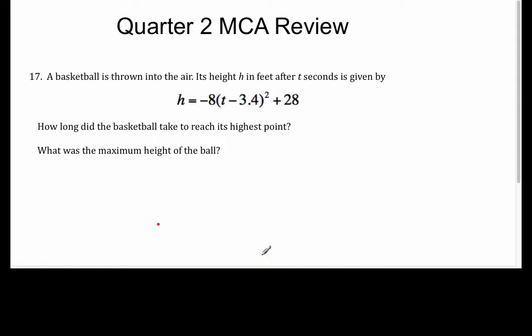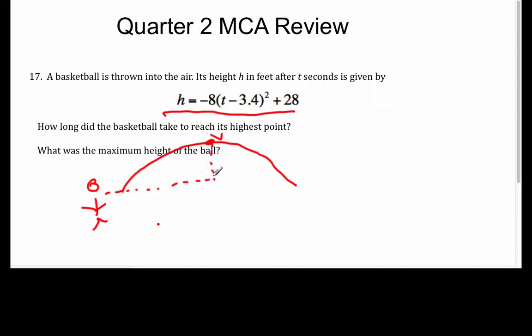Here we have another classic example, one that we've been seeing before, dealing with parabolas. A basketball is thrown into the air. Its height, h, in feet after t seconds is given by this model right here. How long did it take the basketball to reach its highest point, and what is the maximum height of the ball? If I'm shooting a basketball, anybody that knows me knows that I cannot draw for the life of me, but it's going to come up and eventually come down. Right around here is my vertex, which gives the amount of time and the height.